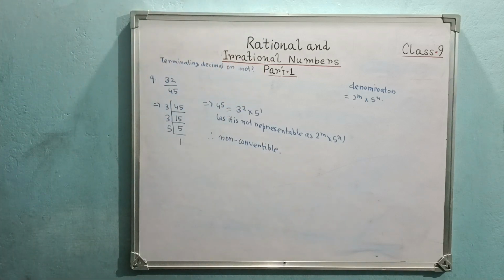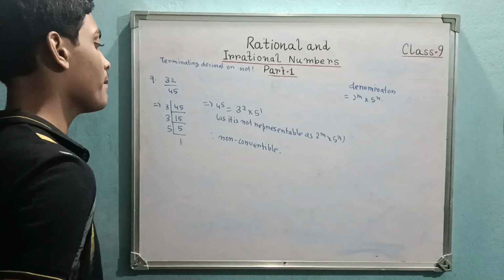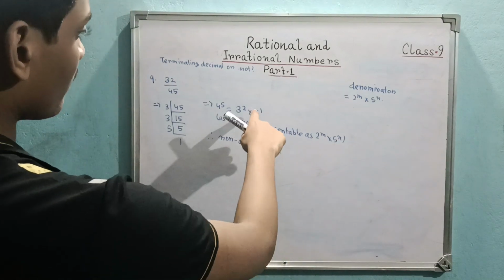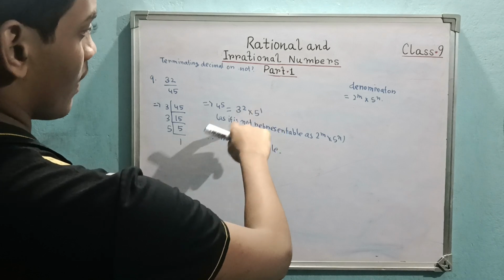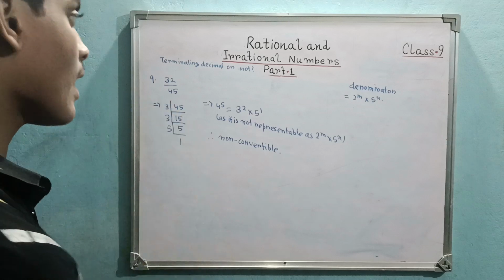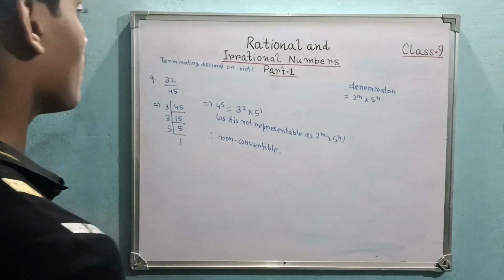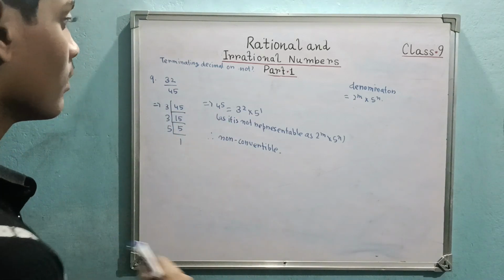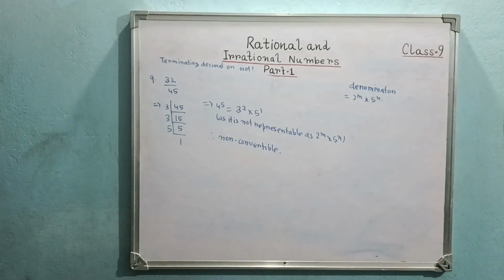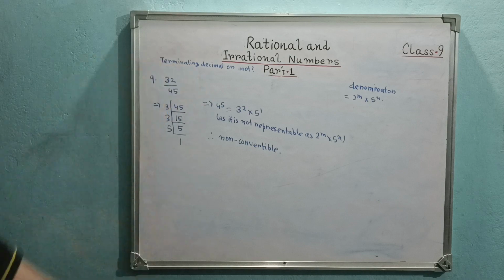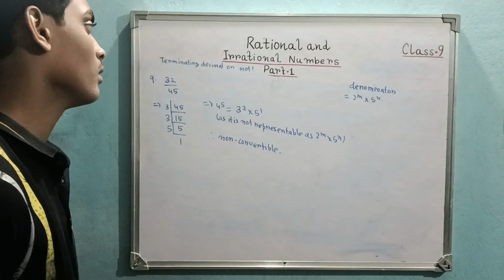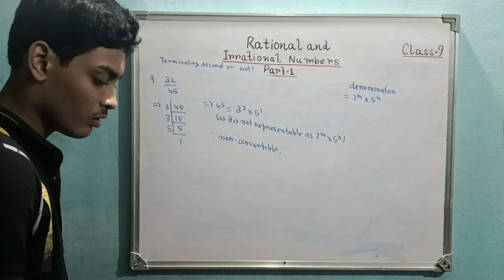So we checked the denominator and found that it was 3 square into 5 to the power 1. Putting 2 to the power 0 on the other side doesn't change that. Another 3 to the power something is there, and that can't be there. If it is, then the denominator is not in the form of 2 to the power m into 5 to the power n, and the answer is that this number is a non-terminating decimal, or non-convertible into terminating decimal form. Okay. So remember these things.